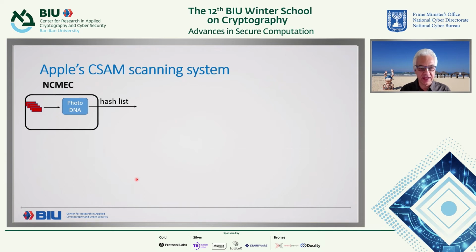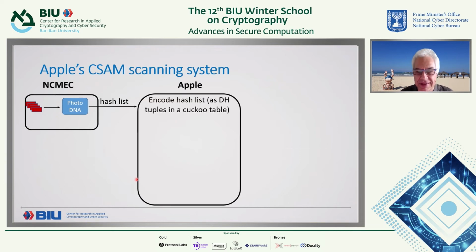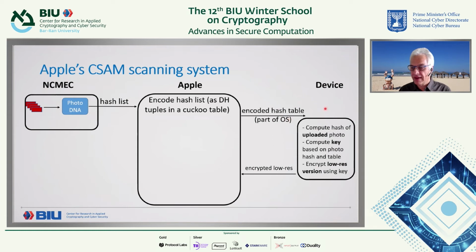NCMEC sends Apple the hash list. Apple encodes the hash list as Diffie-Hellman tuples, and I'll describe it in detail, in a Cuckoo table, and sends this encoded hash table to the device as part of the operating system. The device, when you upload a photo, computes a hash of it.